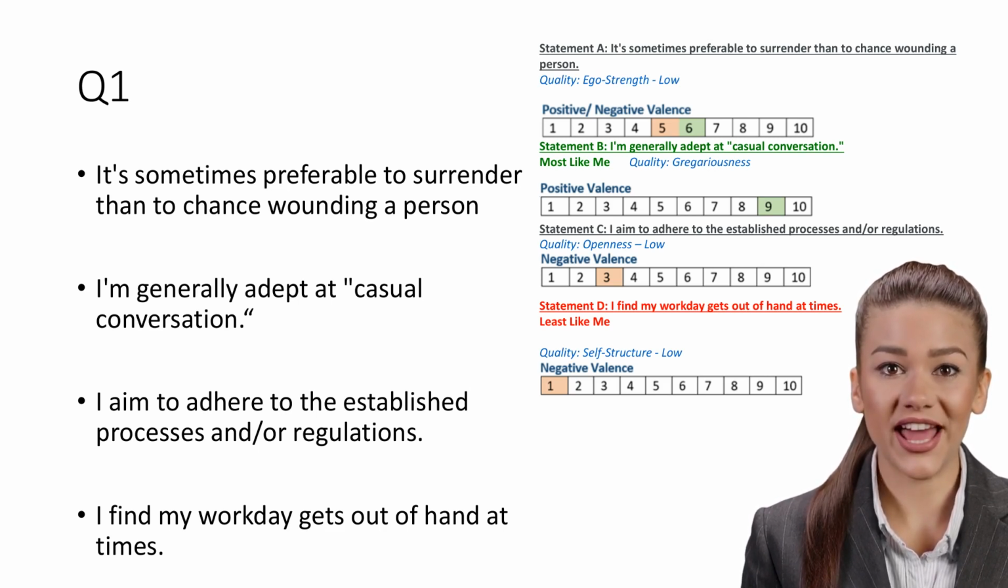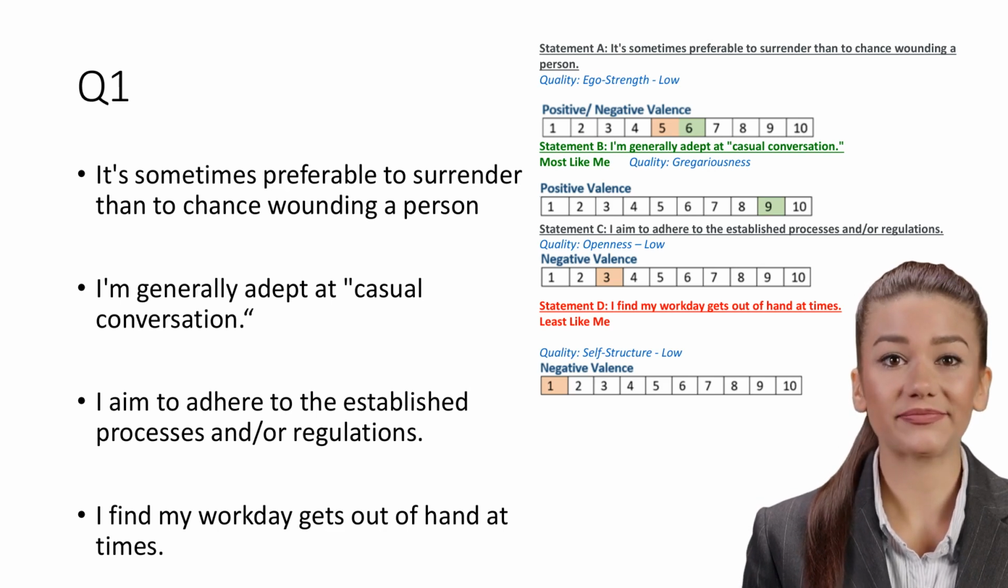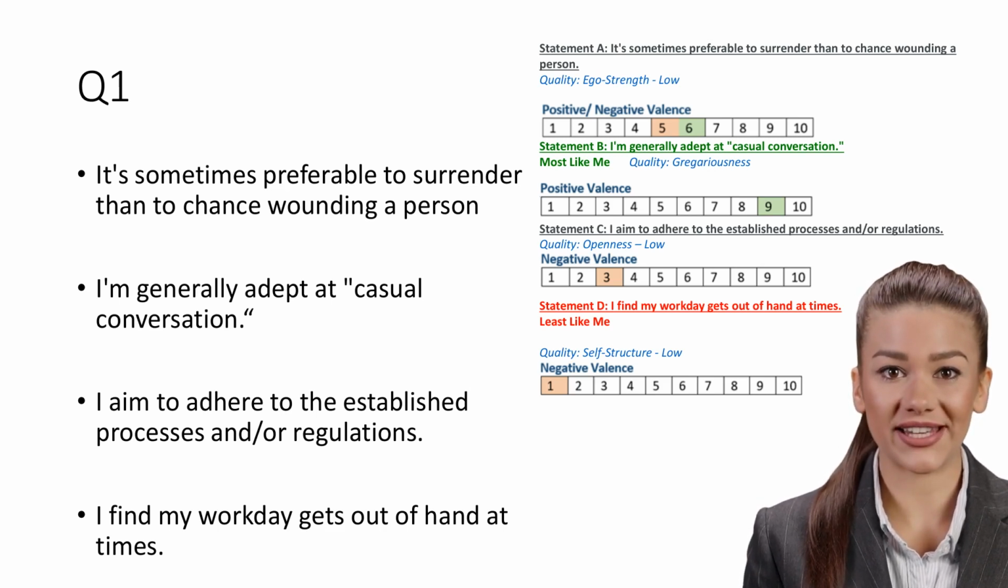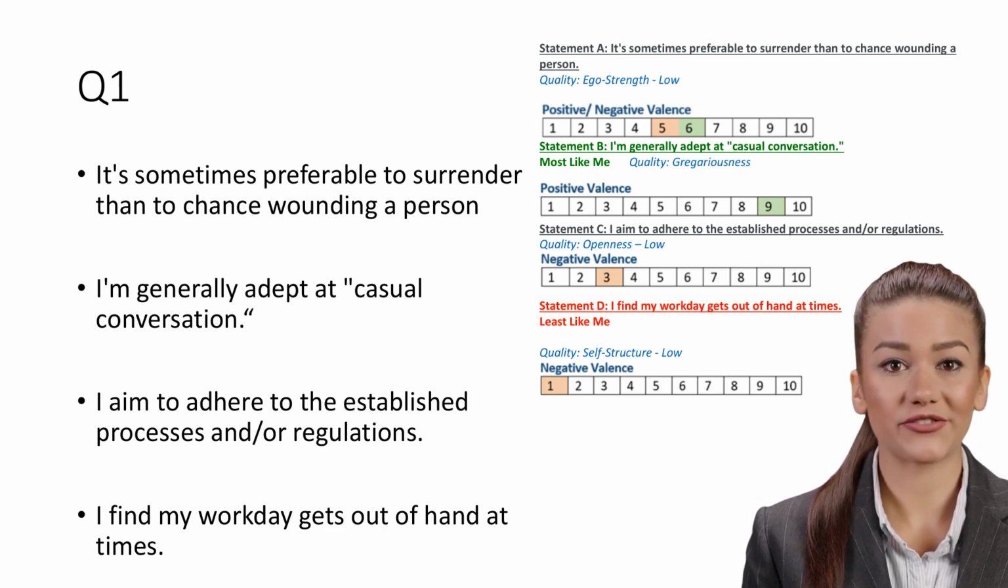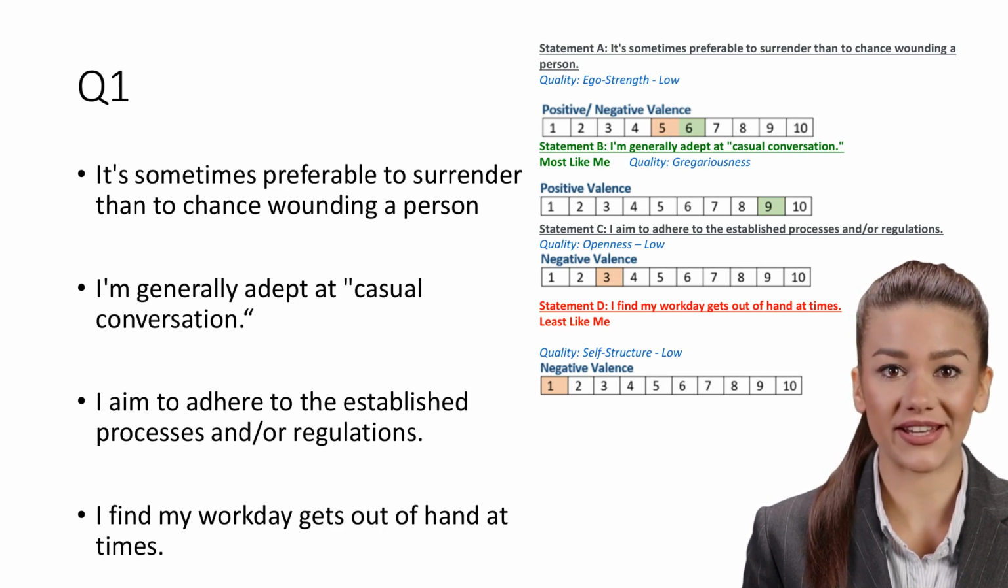Statement B. I'm generally adept at casual conversation. Most like me. It evaluates quality, gregariousness, high. Being at ease networking will facilitate gaining new contacts and exchanging fresh ideas and knowledge. It is scored 9 and not 10 due to use of the term generally. Being adept at casual conversation is a more positive candidate quality than those represented in the other 3 statements.